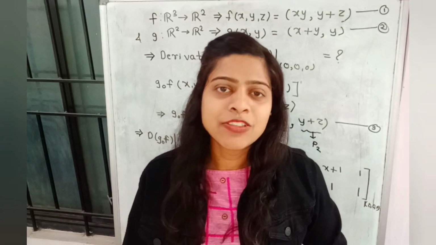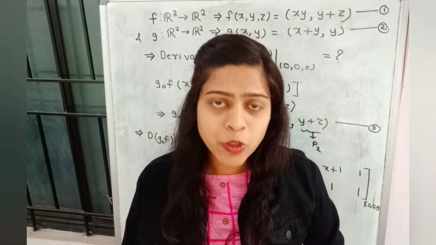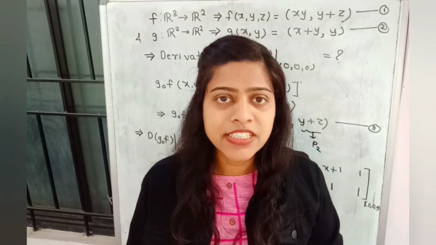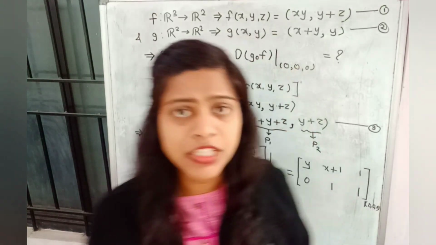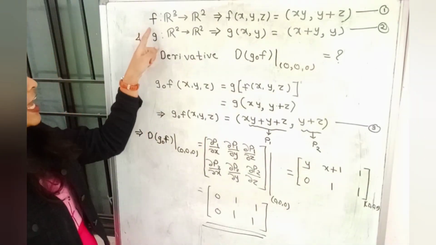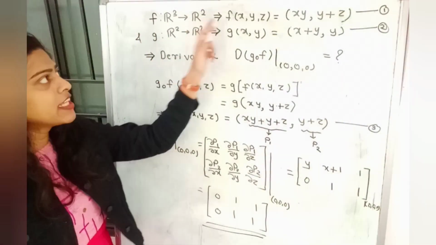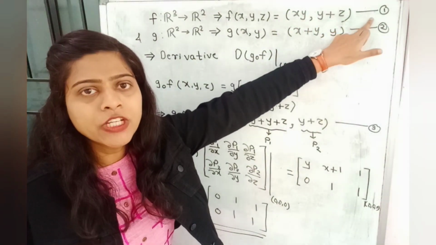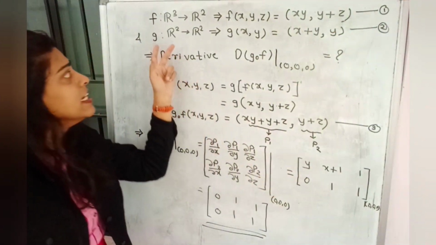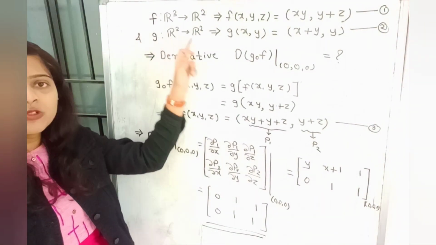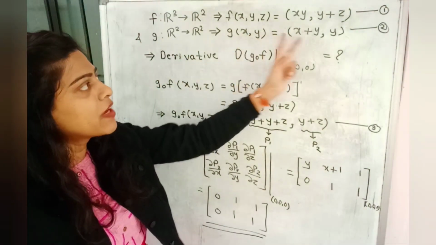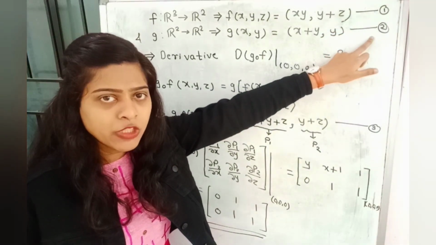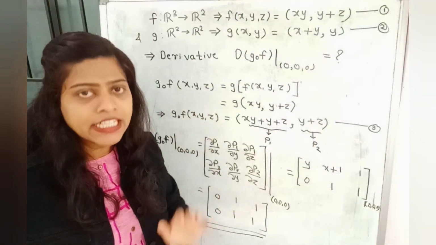So basically this question is from directional derivative topic. Before we start the solution, firstly we have to consider given conditions. Here we have two functions. The first function is f from R3 to R2 such that f of xyz is equal to xy comma y plus z. We denote it as equation number 1. Similarly, the second function is g from R2 to R2 such that g of xy is equal to x plus y comma y. We denote it as equation number 2. So these are our given conditions.